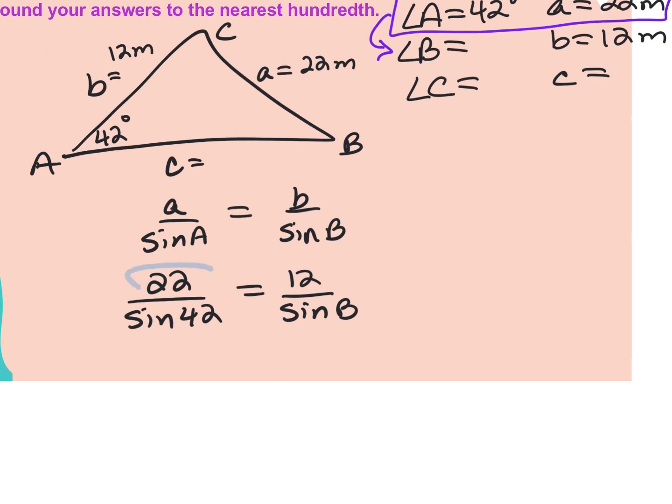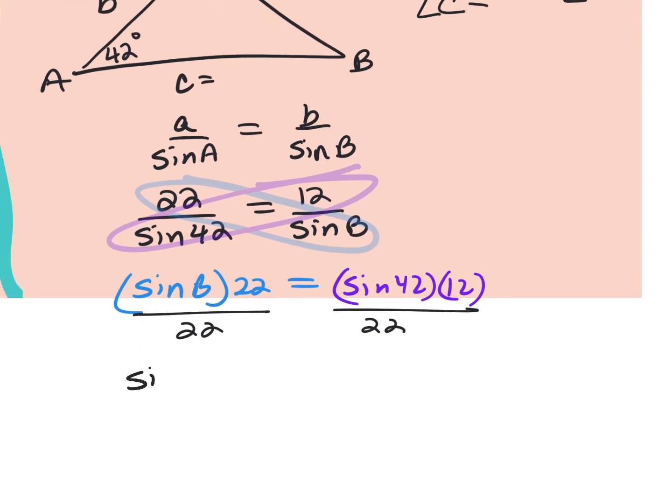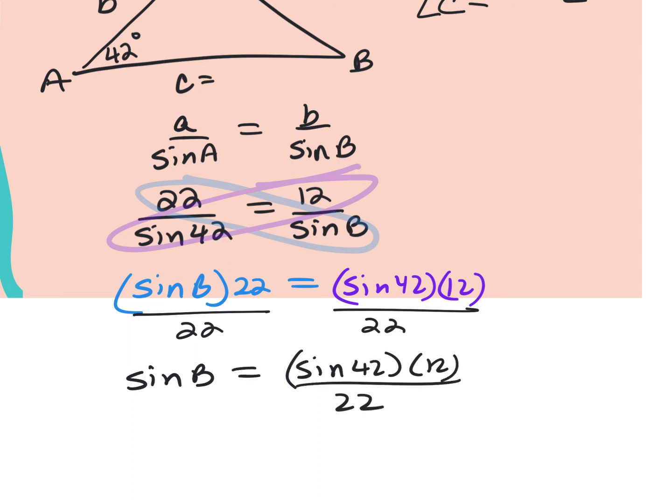So I'm going to do 22 times the sine of B, and then sine of 42 times 12. So sine of B times 22 equals sine of 42 times 12. So what I'm going to do here is divide both sides by 22. And now I have the sine of B is equal to the sine of 42 times 12 divided by 22.